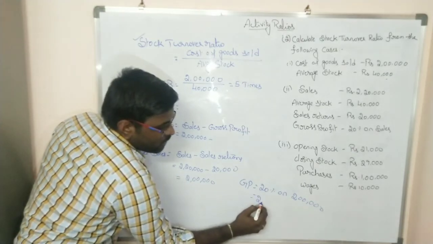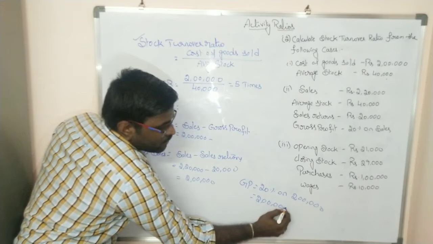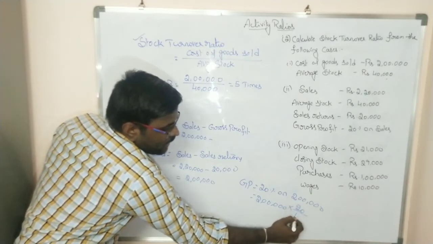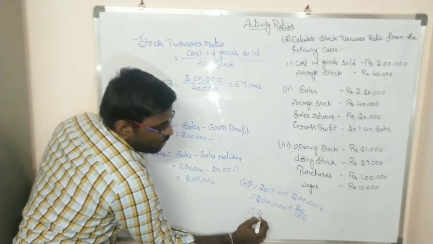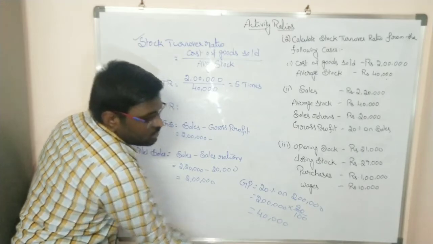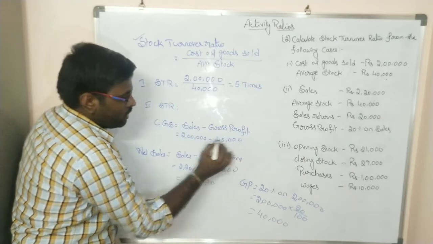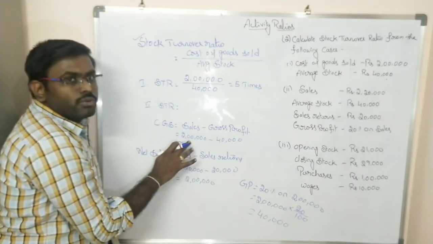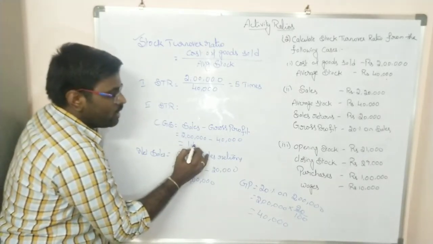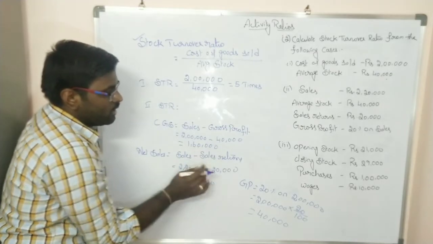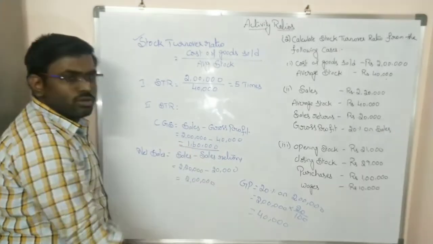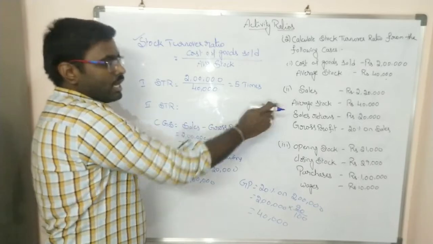That is 2 lakhs into 20 divided by 100. So you will get 40,000 as the gross profit. So now 40,000 is the gross profit. So cost of goods sold is 2 lakhs minus 40,000, that is 1,60,000. So now you got the cost of goods sold, and average stock they have given.